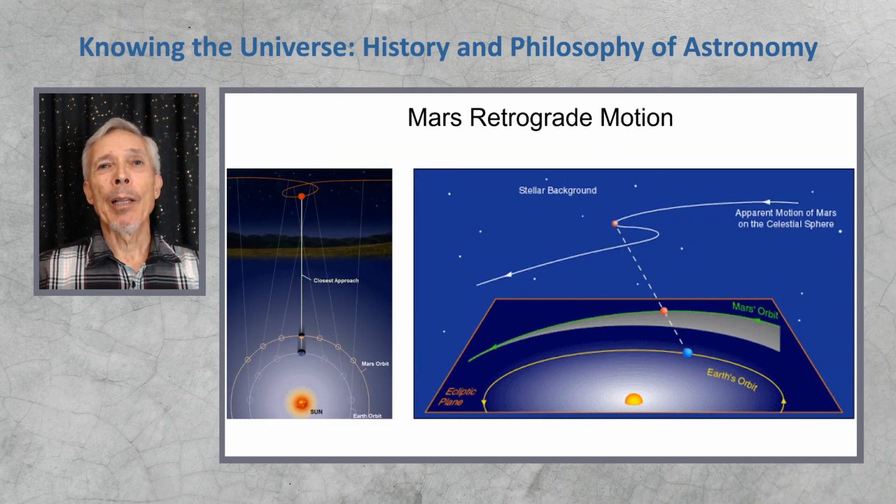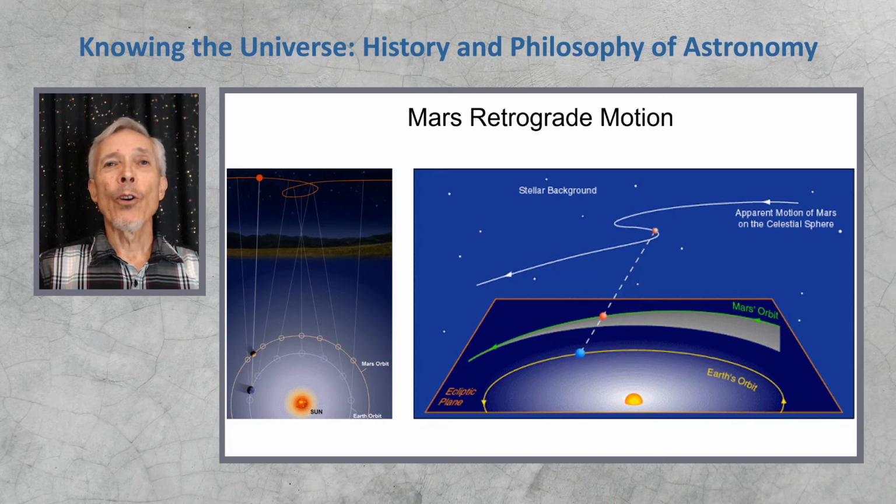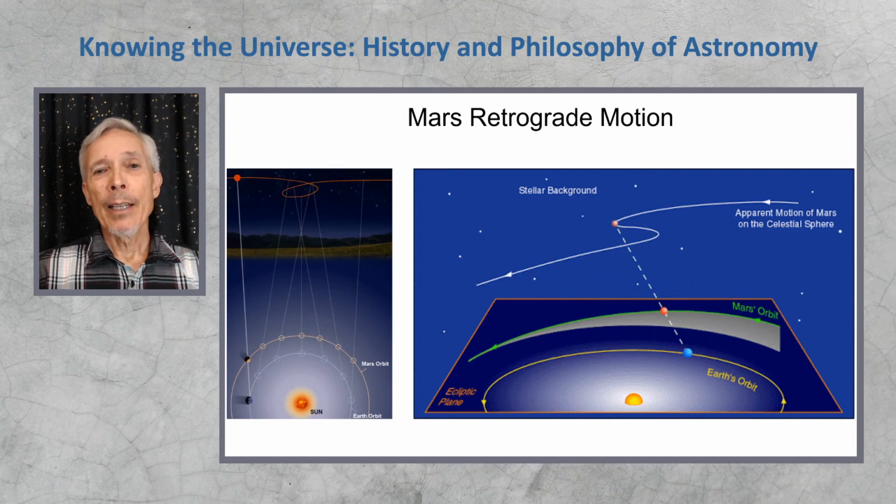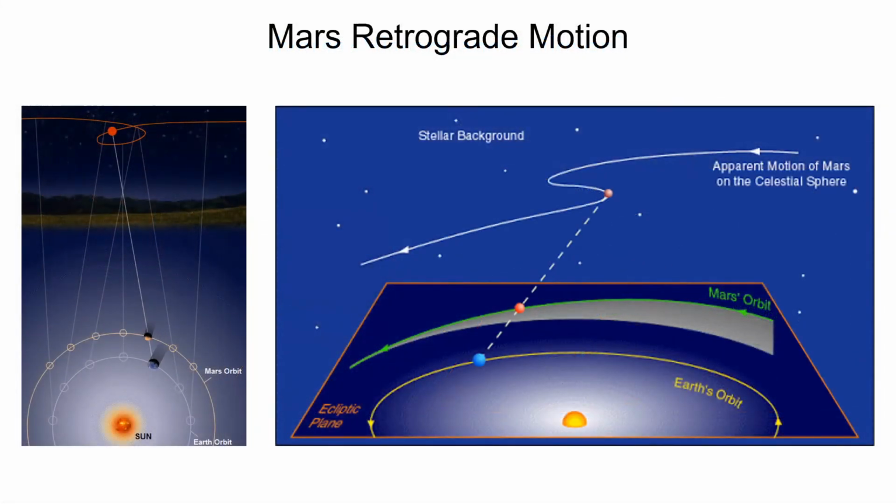We can now explain them because we know that the Earth moves inside Mars on its orbit of the Sun, and it moves at a faster speed. And in these animations you can see that what's happening is that as the Earth overtakes Mars on the inside track, if you like, and you look towards Mars in the night sky, its position projected onto the stellar background appears to momentarily reverse direction as the Earth overtakes the planet.